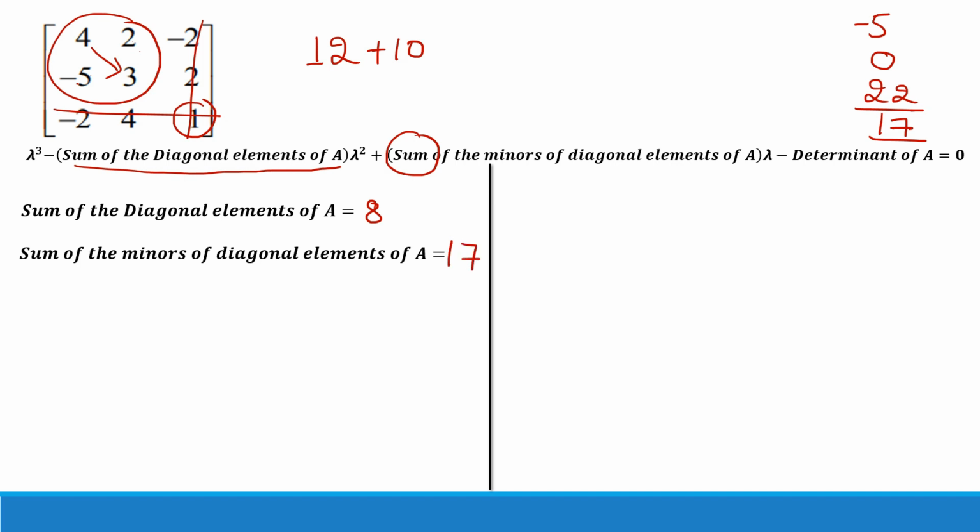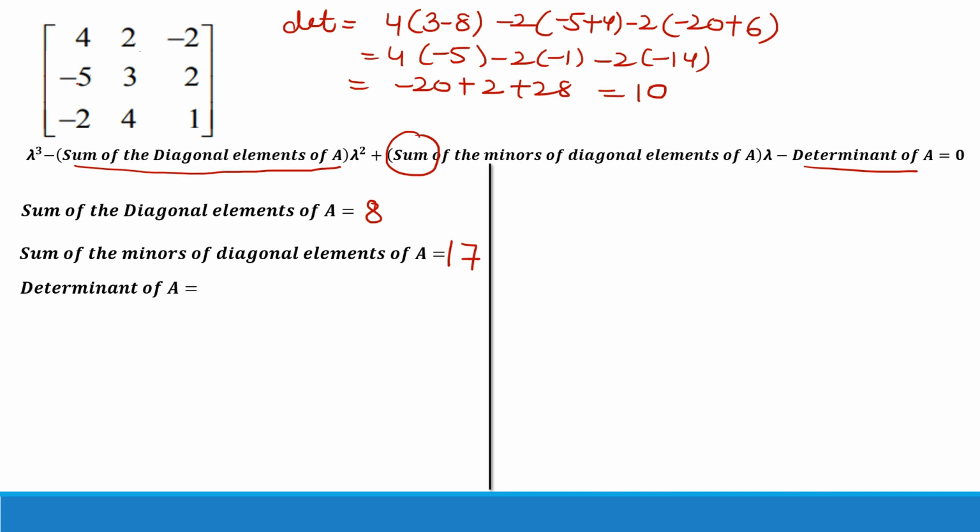Similarly, what is the determinant of A? For the determinant of A, you can expand this matrix along any row, right? Here I have expanded along the first row. You can check and it comes out as 10. Okay. So by using these, what will be our characteristic equation? This is our characteristic equation.